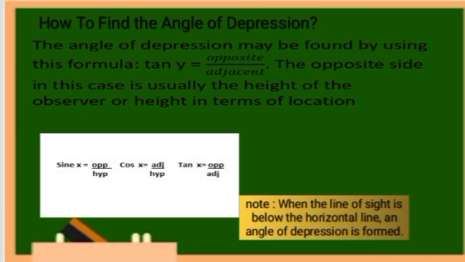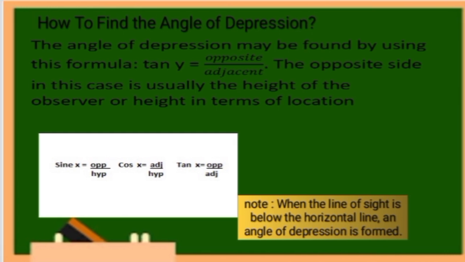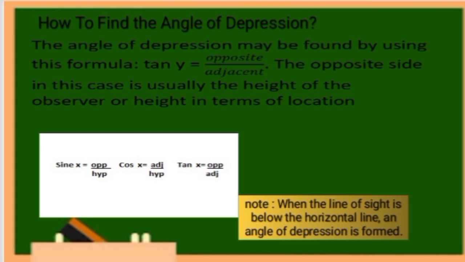How to find the angle of depression? So the angle of depression may be found by using this formula. So we have tan y is equal to opposite over adjacent. The opposite side in this case is usually the height of the observer or height in terms of location.